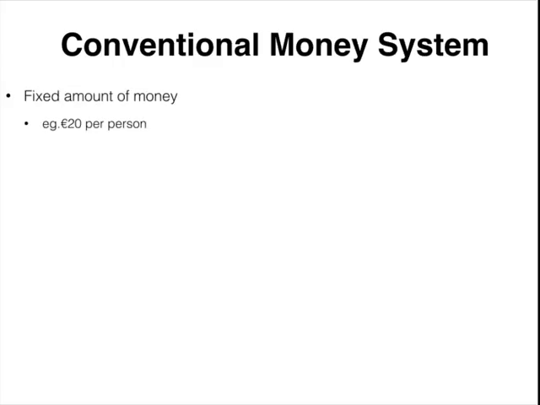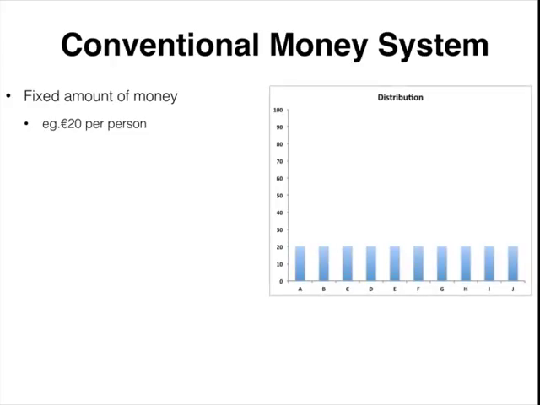You might have a situation, for instance, where you start off with 20 euros or 20 units per person. Here we've got 10 people who initially all have the same amount, and as the economy continues in its operation, there are transfers between individuals such that things tend to start becoming out of balance.